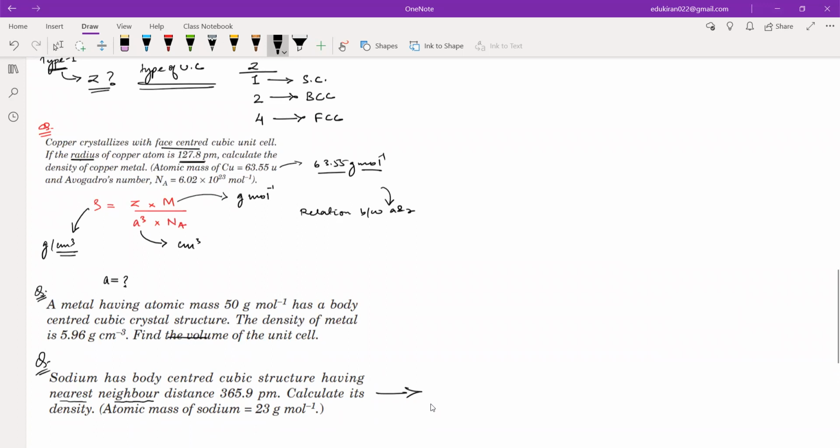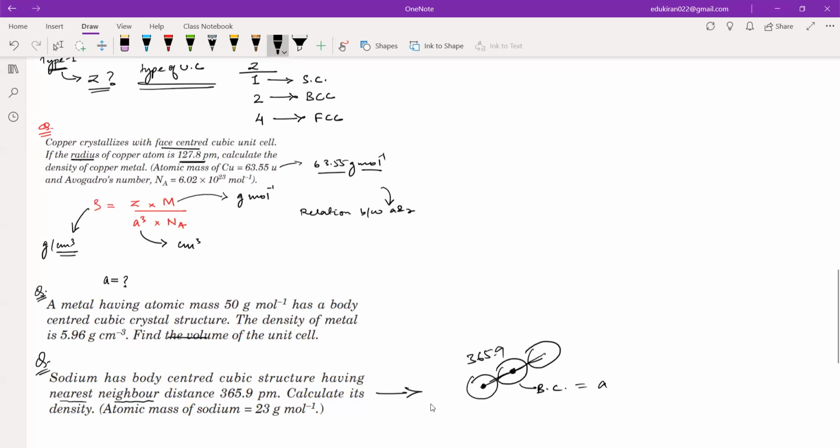In body-centered, you know that the three atoms that are aligned together are the corner atom, then the body center atom, and again the corner atom, right? If you remember, this is the type of line that we have. It says sodium has a body centered cubic structure having nearest neighbor distance, so the distance between these two atoms is 365.9 picometer.